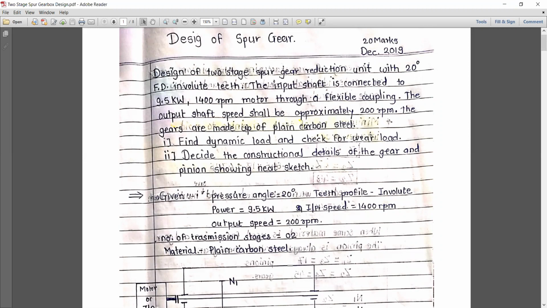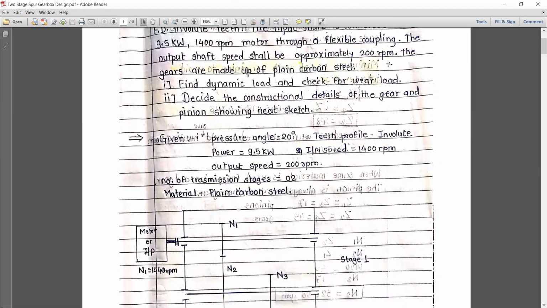Now what do we need to find out? Find the dynamic load and check it for wear load. Decide the construction details of gear and pinion, showing them in a neat sketch. Okay, so they have instructed you. In the question, they have specially informed us we need to design based on the dynamic load and check it for wear load. Also, they have told us we need to draw a diagram where the gear and pinion are shown properly.